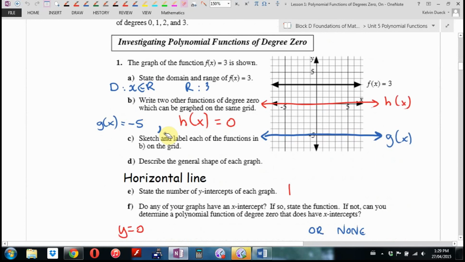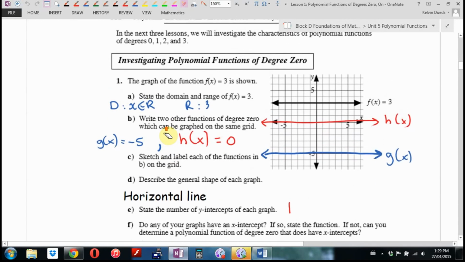Then we said every polynomial of degree 0, also called a constant function, is a horizontal line. The line f of x or y equals 3, that's a line 3 high. The line f of x or y equals -1, that's a line -1 high. It's of degree 0 because there's an x to the 0, an invisible 1 there, it doesn't exist.